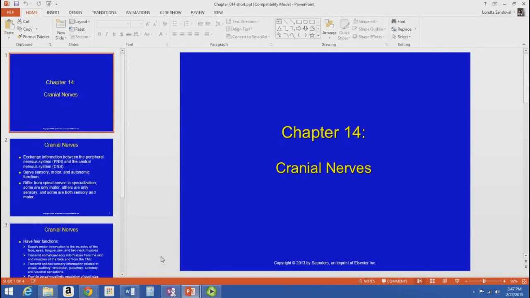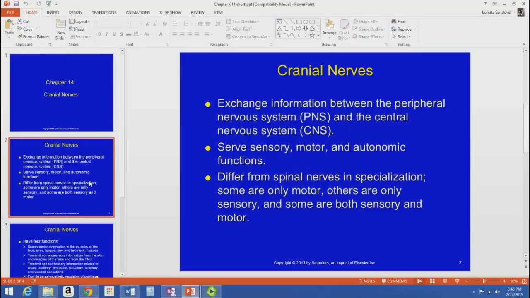There's a ton of information in Chapter 14, for example, in the book on cranial nerves. We are hardly going to cover any of it. In fact, this is the world's shortest PowerPoint. So really all I want you to know about the cranial nerves is their basic function, how they differ from spinal nerves, and each one, the name, and their basic function. Easy, right? So the only part of the book in Chapter 14 that you need to read is Table 14.1.